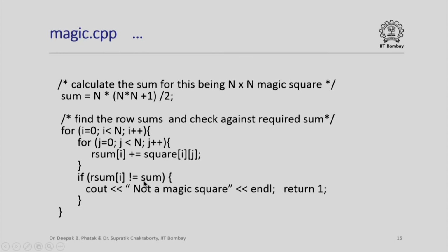I compare it. If it does not compare properly, then I simply say it is not a magic square. I need not calculate the remaining sums at all. I can simply return with an error code, which incidentally I have used to be 1. If however the sum is the same, I will go back and calculate the same row sum for another row, i equal to 1, i equal to 2, etc. This part completely checks whether row sums are as required or not.